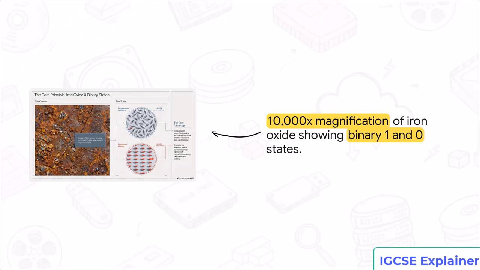Because these individual magnetized areas are just so incredibly small, we can pack immense, and I mean immense, volumes of data into them. And the best part? This magnetic state is permanent unless you intentionally overwrite it, which gives us incredible long-term data stability.